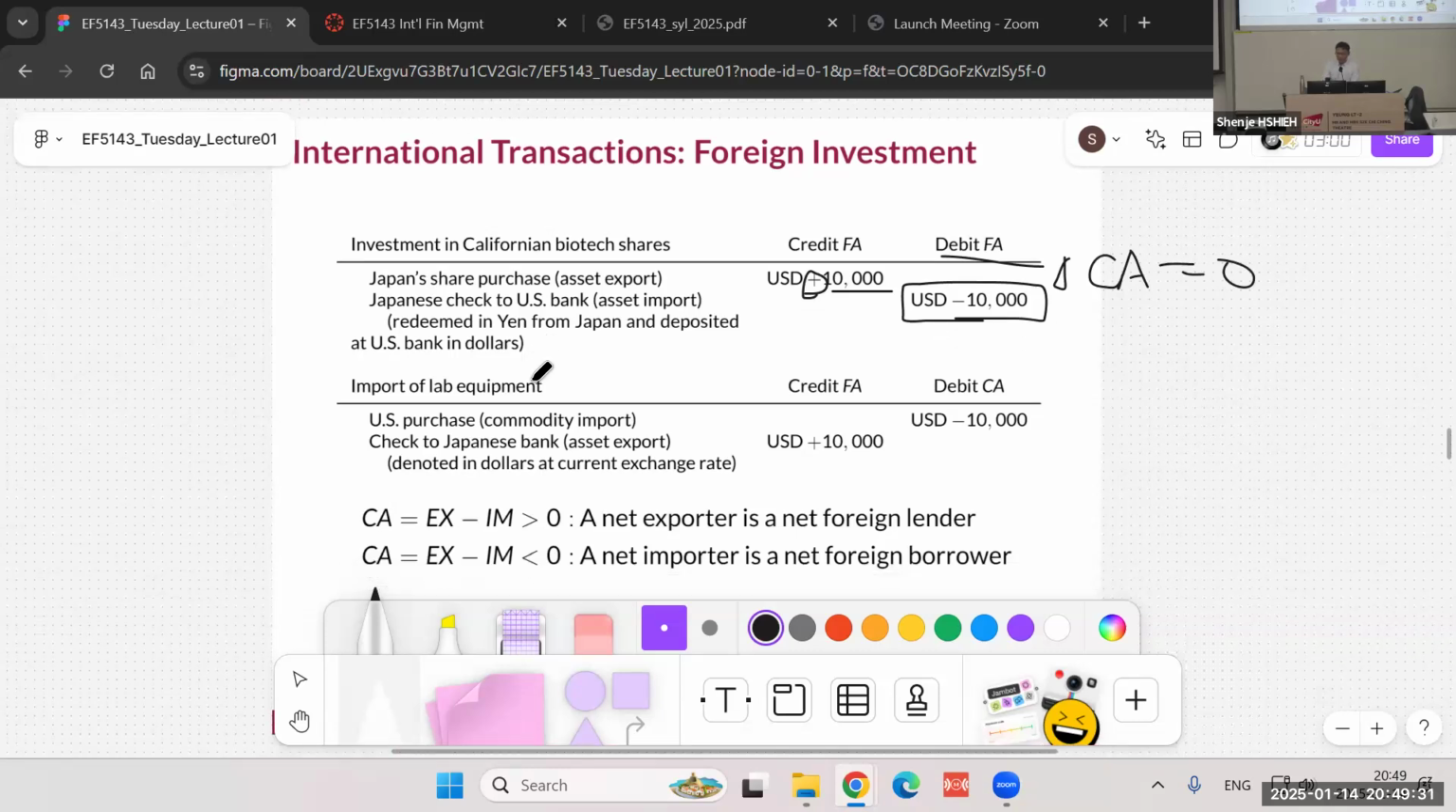All right, and last example, look at an import of lab equipment. So suppose that startup wants to import some machinery from Japan. That's obviously an import, so a debit on the current account, so minus. But when this startup buys those machines, it has to pay in Japanese yen. So there's going to be an export in dollars, and therefore that export is going to show up as a credit on the financial account. Right?